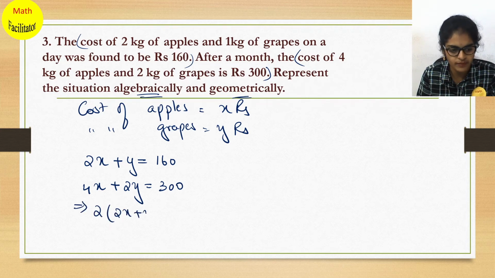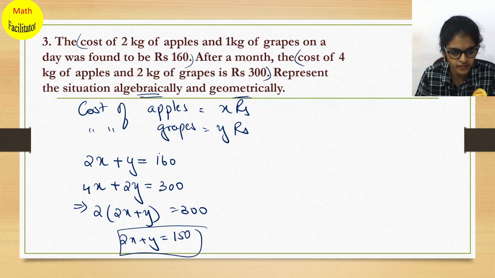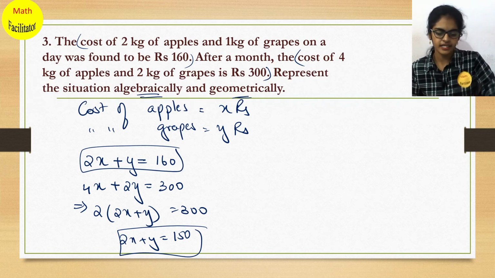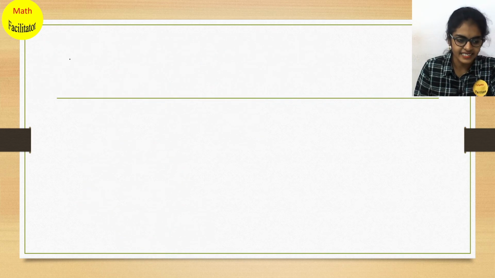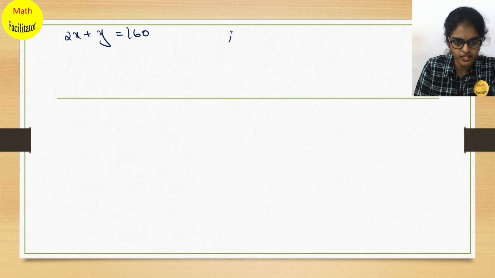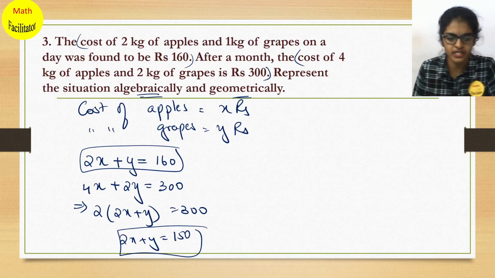You will have 2x plus y equals 300, so I can write 2x plus y equals 300 divided by 2. I'll get 150. So this is one equation, represented algebraically, and here the work is done. The next one, you will have to draw a graph for this. So 2x plus y equals 160 is one equation, and 2x plus y equals 150 is one more equation.